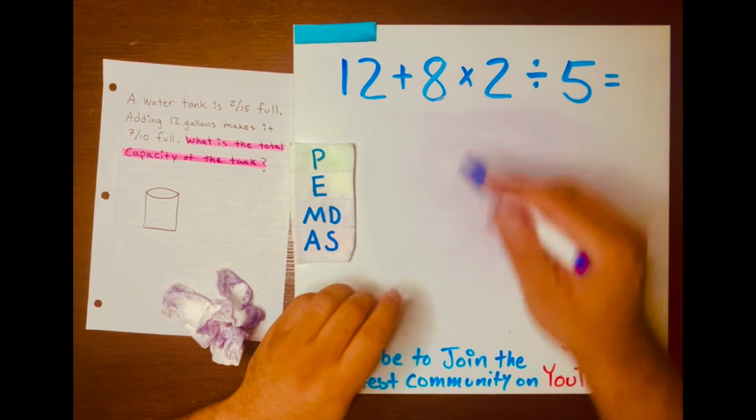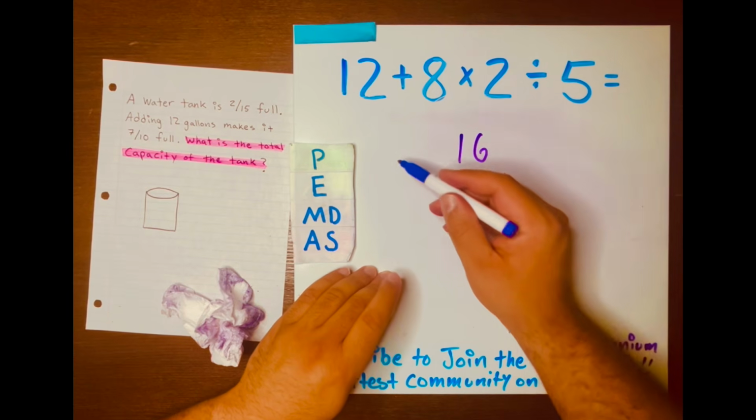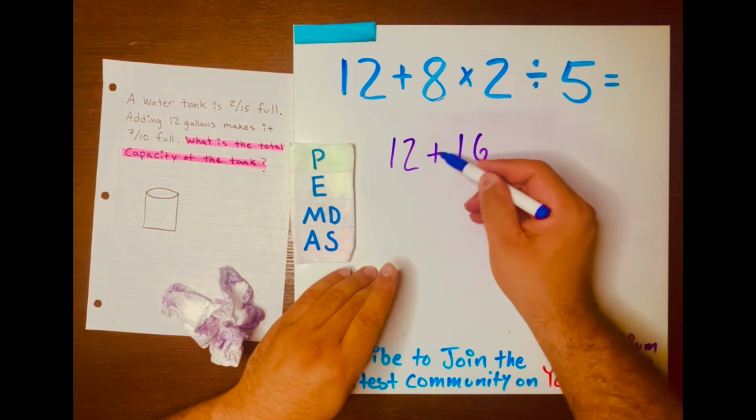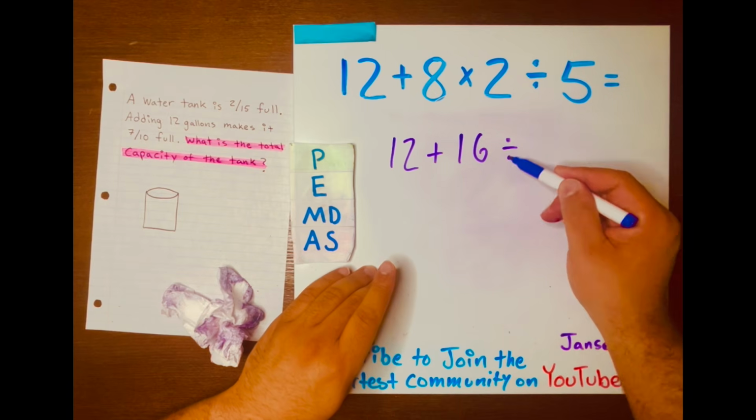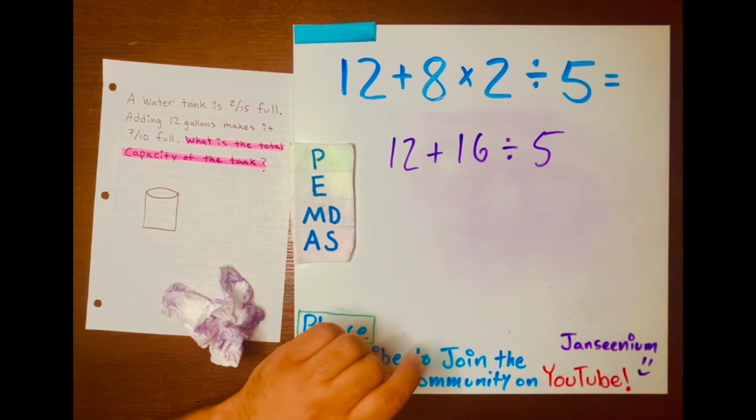PEMDAS is saying 8 times 2 goes first, that's 16, good job. Next, I drop the 12 plus divided by 5. And PEMDAS is saying division goes first.